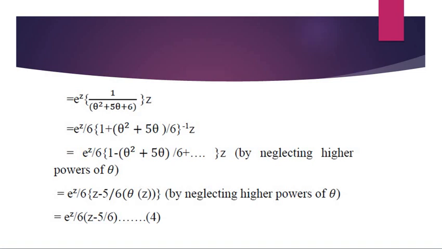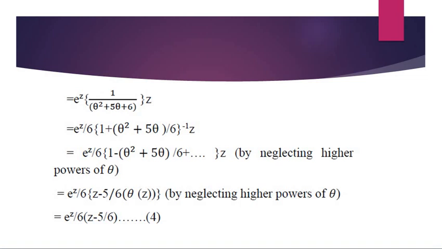So using the binomial series again, this is of the form 1 plus x whole power minus 1. We know that 1 plus x whole power minus 1 is 1 minus x plus x squared minus x cube plus etc. Therefore, using that formula here, we have e power z by 6 into 1 minus, here x is theta squared plus 5 theta divided by 6, plus theta squared plus 5 theta by 6 the whole squared plus etc. up to infinity into z.